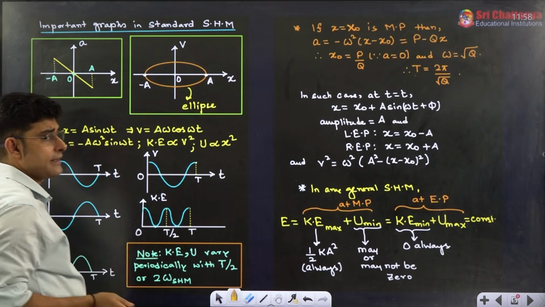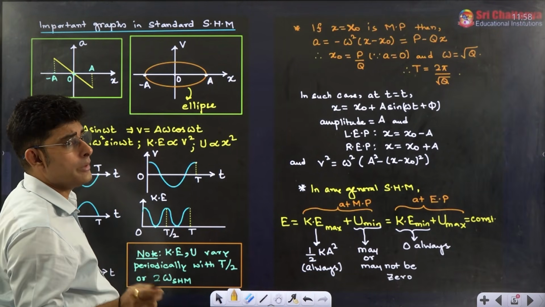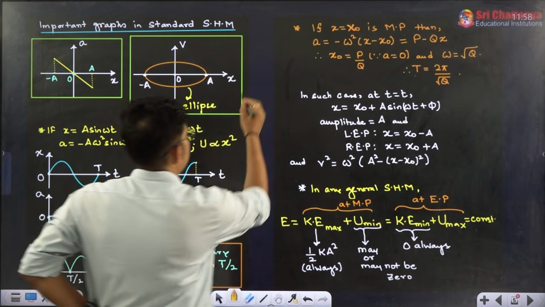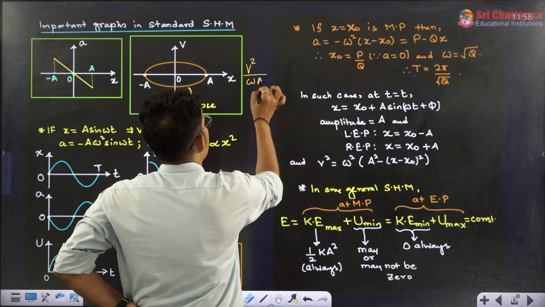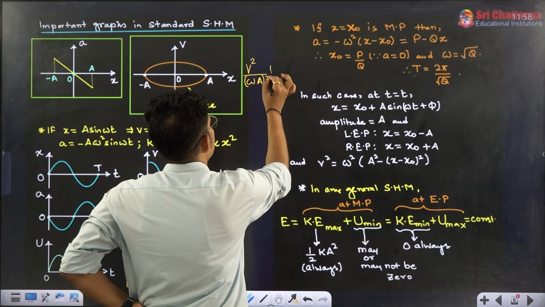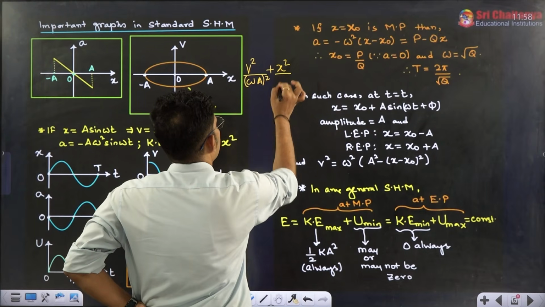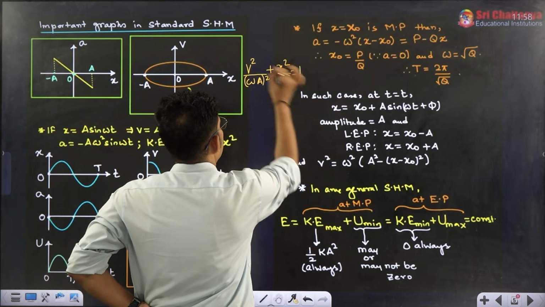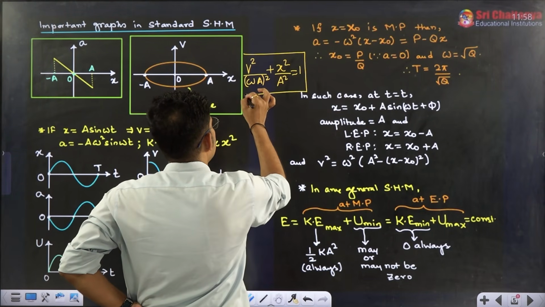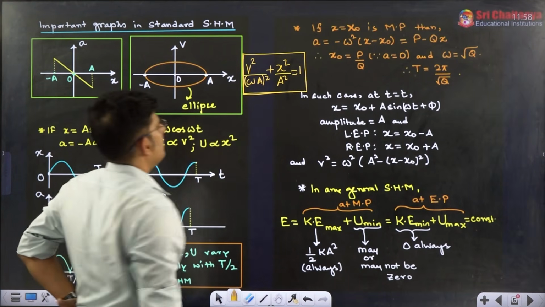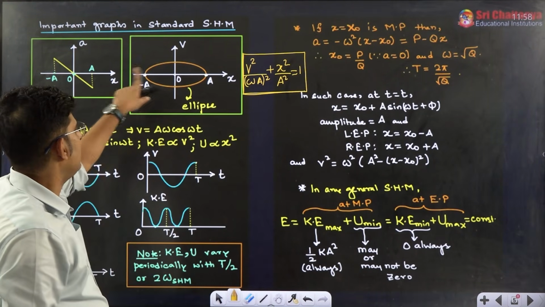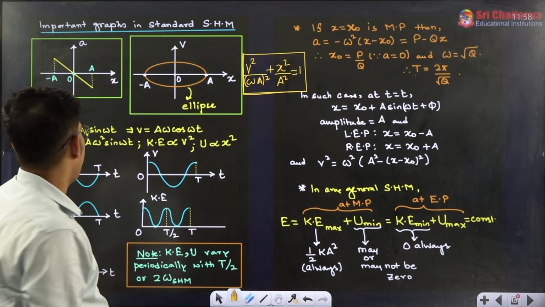If you see the v versus x graph, if you rearrange v square equals omega square times a square minus x square, on rearranging you will get v square by (omega a) whole squared plus x squared upon a squared equals 1. Which is the equation of an ellipse. So on the y axis we have drawn v and on the x axis we have drawn x. So you can see this is an elliptical graph.